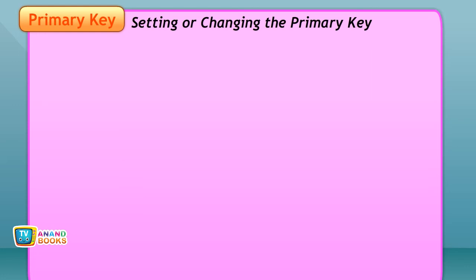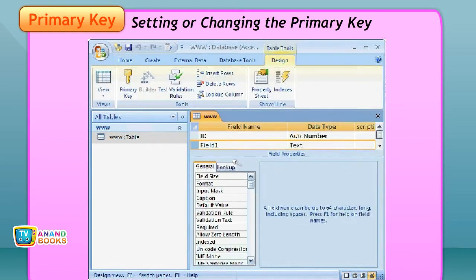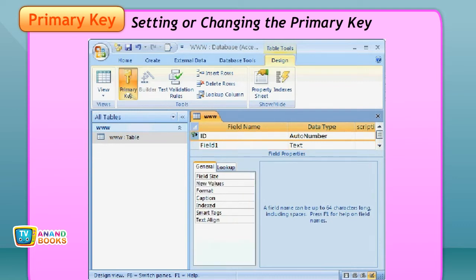Setting or changing the primary key. 1. Open the table in Design View. 2. Select the field or fields you want to use as the primary key by clicking the row selector for the field you want, or for multiple fields, hold down the Control key and then click the row selector. 3. On the Design tab in the Tools group, click Primary Key. A key indicator is added to the left of the field or fields that you specify as the primary key.